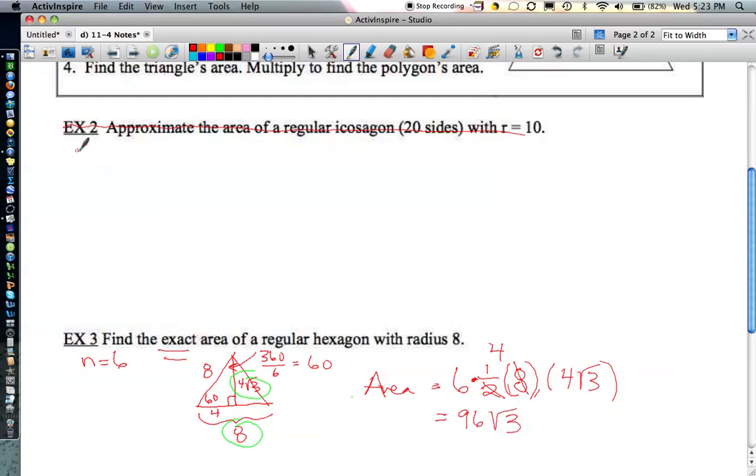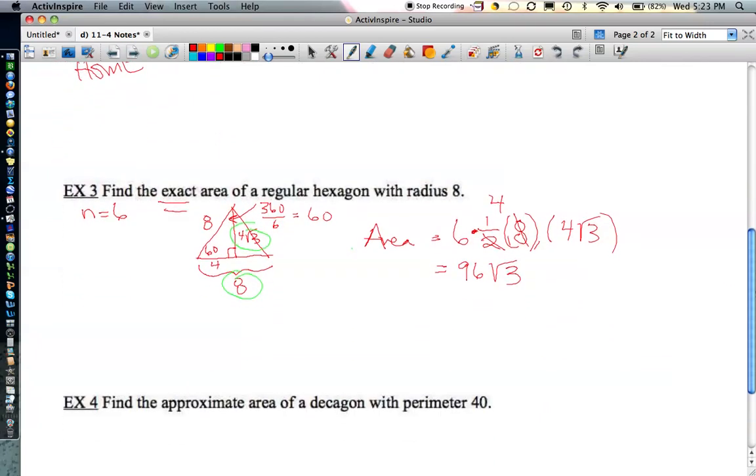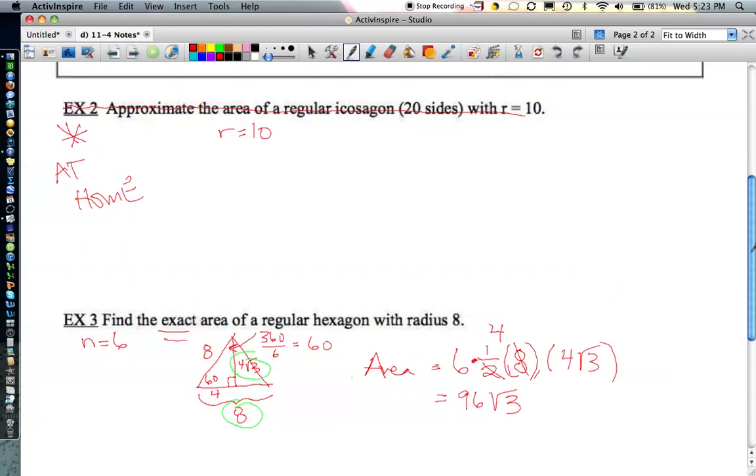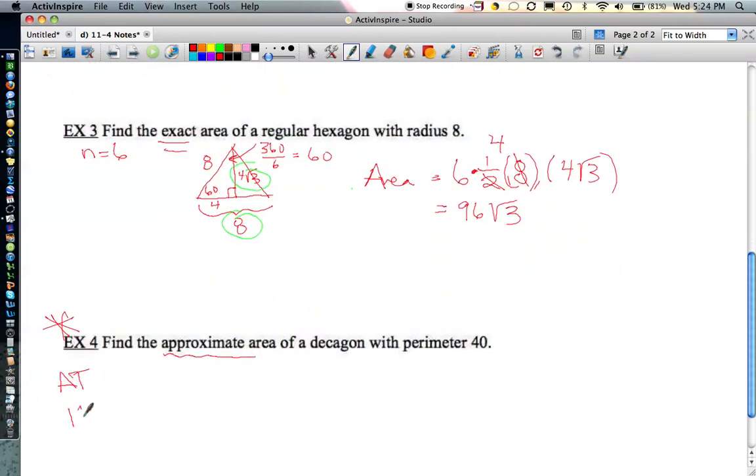Your example 2 asks you to find the area of a nonagon with radius equal to 10. So I'd like you to try this at home right now using the directions that I gave you for the one we just did. And then the very last one, your example 4, is the same, where it wants approximate area. So for approximate, you're going to be using trigonometry for example 4 and example 2. So you're going to do example 2 at home and example 4 at home. And we will talk about these in class and any clarifications next class.